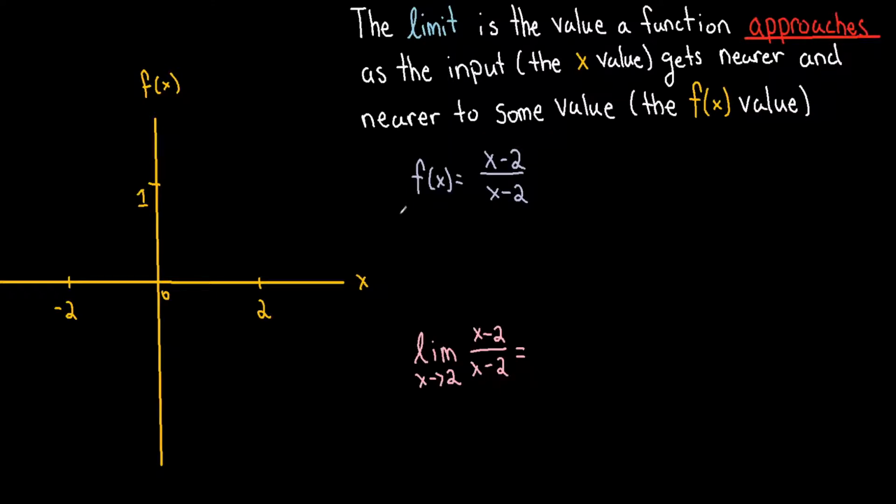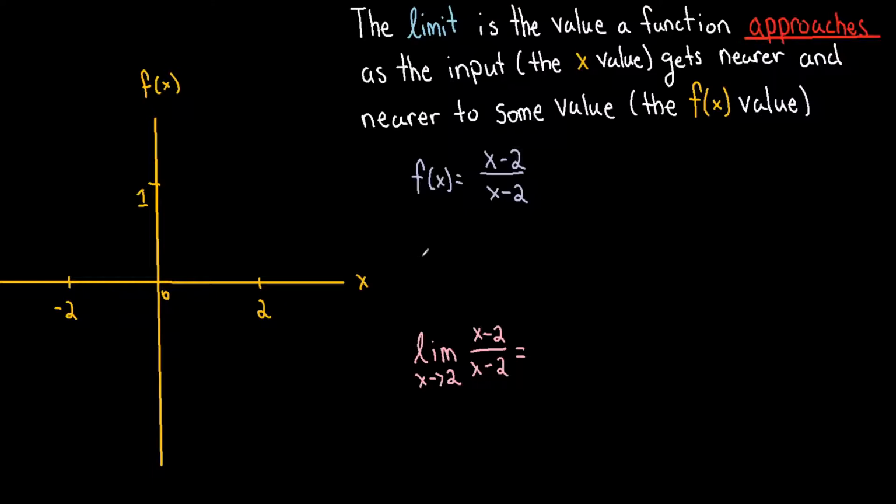In this problem, I have the function x minus 2 divided by x minus 2, and we want to find the limit as x approaches 2 of this function. Well, you might say, oh, we can simplify the function to f of x equals 1 since we're dividing x minus 2 with itself. And I would say, well, you're not entirely correct. Because the difference between f of x equals 1 and this function is that this function over here is undefined at x equals 2.